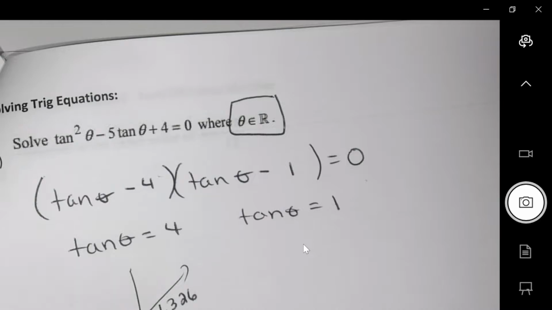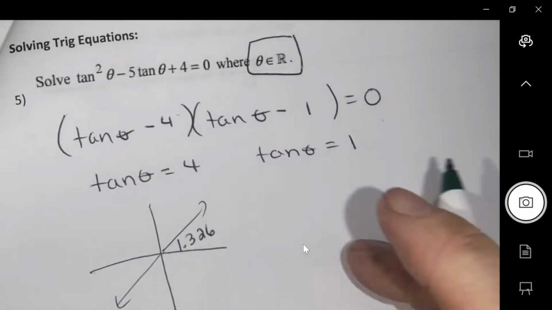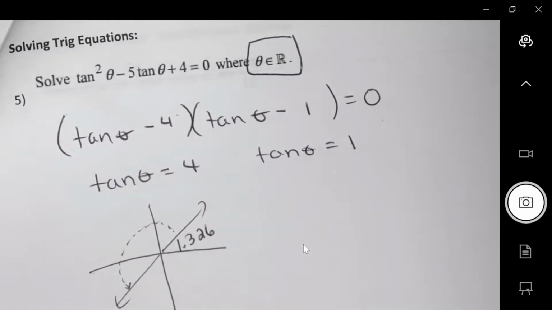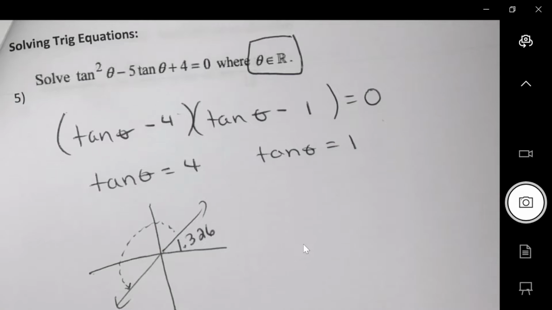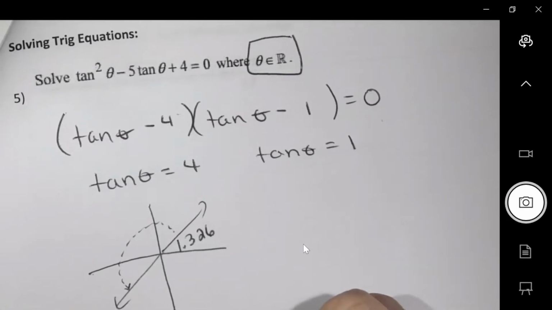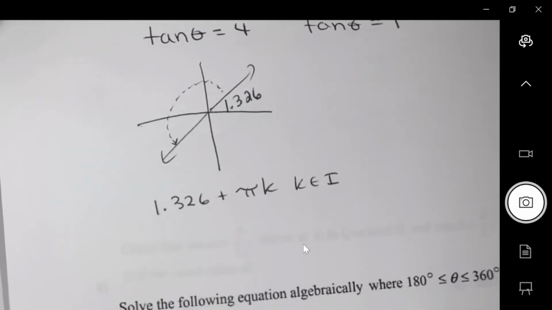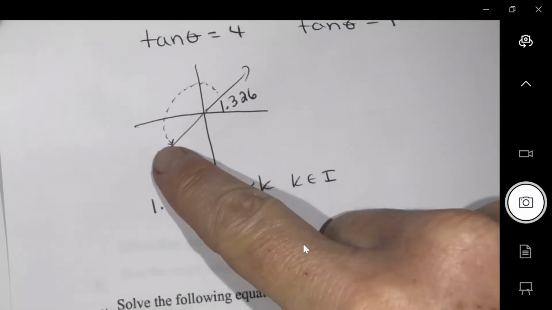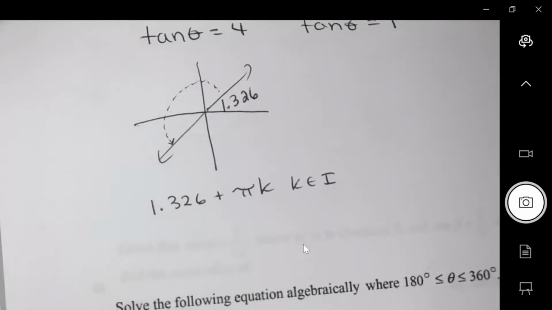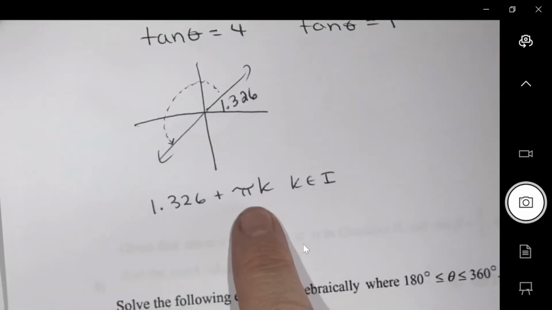Okay, now, do you understand that is exactly a pi away from that? Do you see it? Diagonally, that's exactly a pi away. So I can write my answer is this number plus every time I go a half circle, I'm at another answer. This is every half circle. Pi is every half circle.